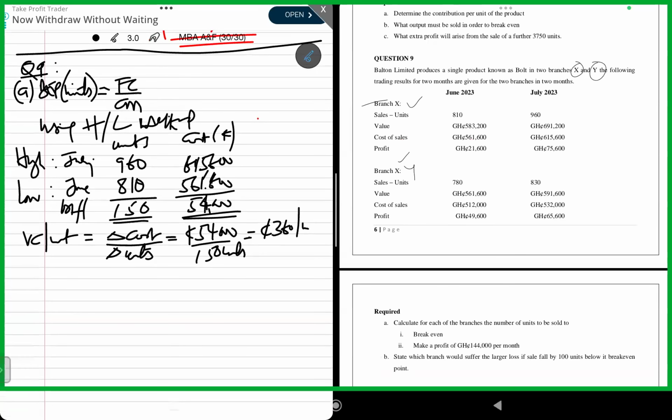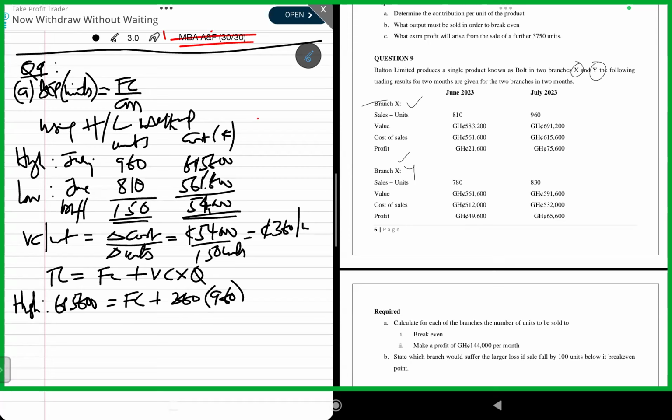That's the variable cost per unit. Now we go and find the total fixed cost. Which formula will give us the fixed cost? The total cost function. Let's use the high values. What's the total cost for the high? 615,600 equals fixed cost plus the variable cost per unit, 360, times the high unit, 960. So multiply it for me.